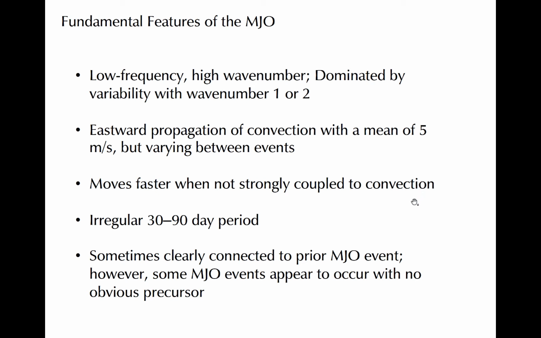The periodicity falls within the subseasonal time range, but the MJO is irregular, with precipitation peaks occurring at various intervals. Sometimes, more evenly spaced MJO convective events in time are clearly linked to a prior event, however others are not. This is part of the discussion we'll have during our paper discussion for this week.